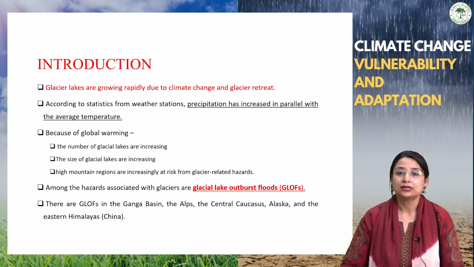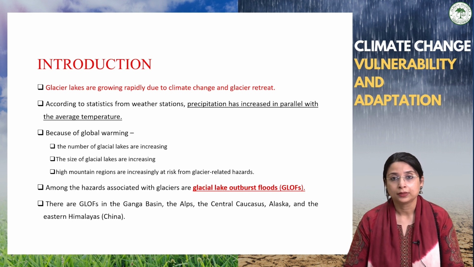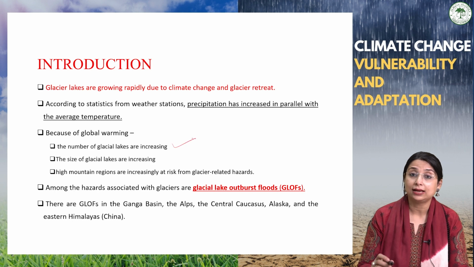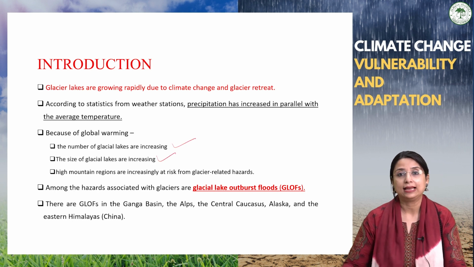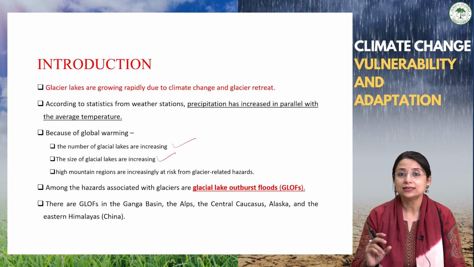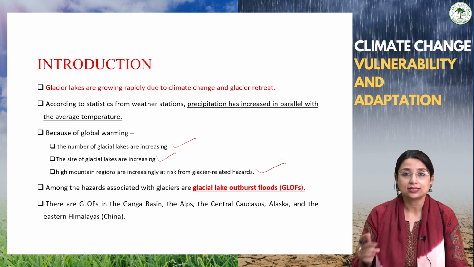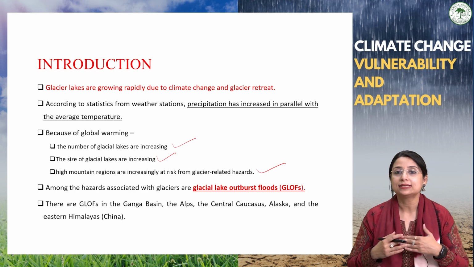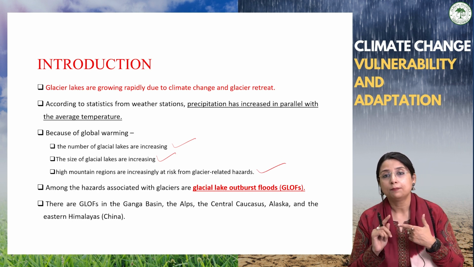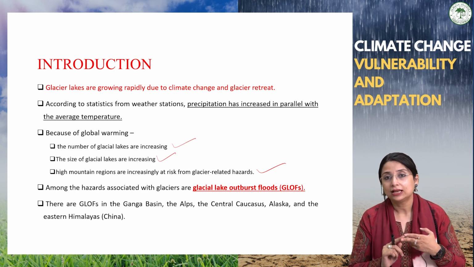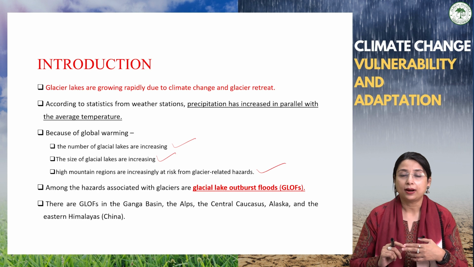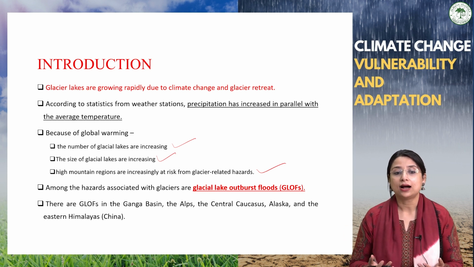Generally, we attribute this rise in number and size to the rise in temperature because of global warming, because of which the number of glacial lakes and the size of the glacial lakes are increasing. As we are concerned here with glaciers, the high mountainous regions are increasingly at risk from glacial related hazards. So three things are to be remembered here. Because of global warming, the number of glacial lakes is increasing, the size of the glacial lakes is increasing, and the mountainous areas are mainly at risk due to glacial related hazards.